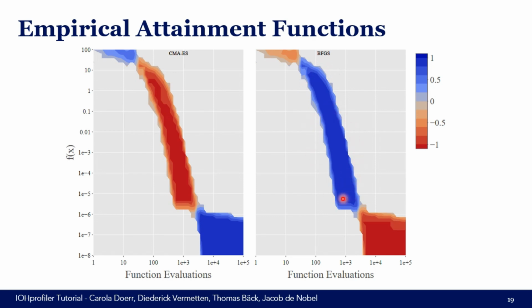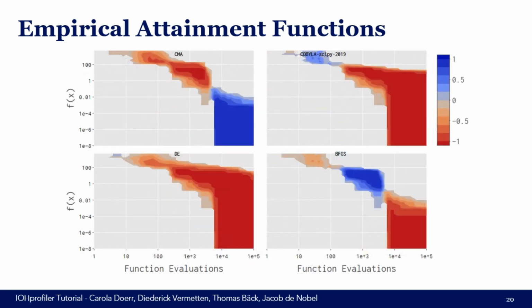And this is something that we can do between pairs of algorithms, but also between larger sets of algorithms, where we can look at portfolios, which is something that we can see in this figure here, where we see that the CMAES is good in this region, this Kobaila algorithm is good in this region here, BFGS here, and then DE is really not good in comparison to the best of this portfolio.